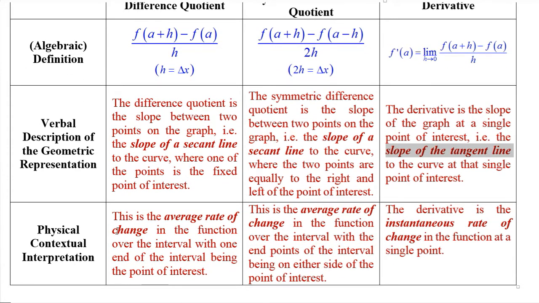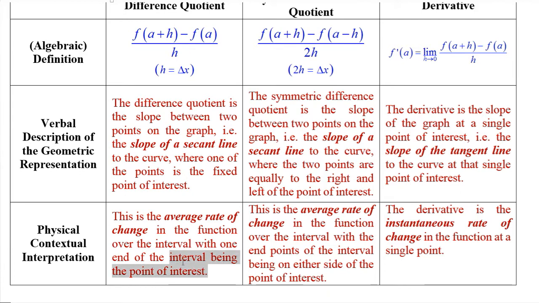The physical contextual thing that we're looking for, rate of change, is the key thing that you're going to see all the way across here. So in the physical context, the difference quotient is the average rate of change in the function over the interval, and one end of the interval is our point of interest. Okay. Now, you also get an average rate of change for the symmetric difference quotient. And the difference, of course, here is just which point you use.